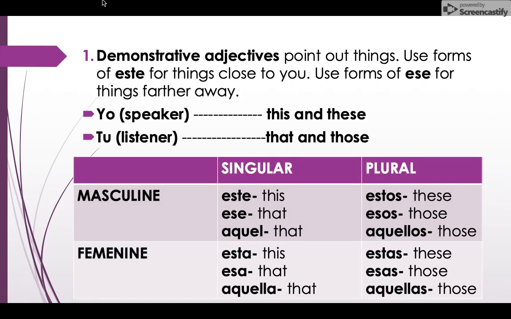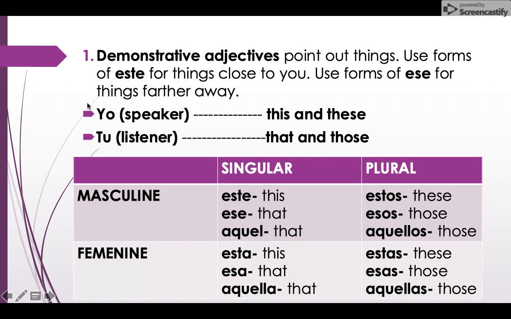So let's go ahead and write this on your paper. Number one, what are demonstrative adjectives? Well, demonstrative adjectives point out things. When you use the forms of este, it's for things that are close to you, and you're going to use forms of ese for things that are far away from you. So here's an easy little thing to remember.